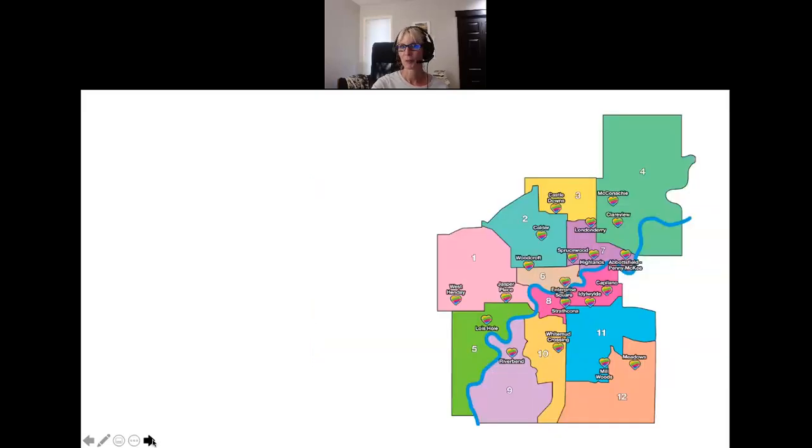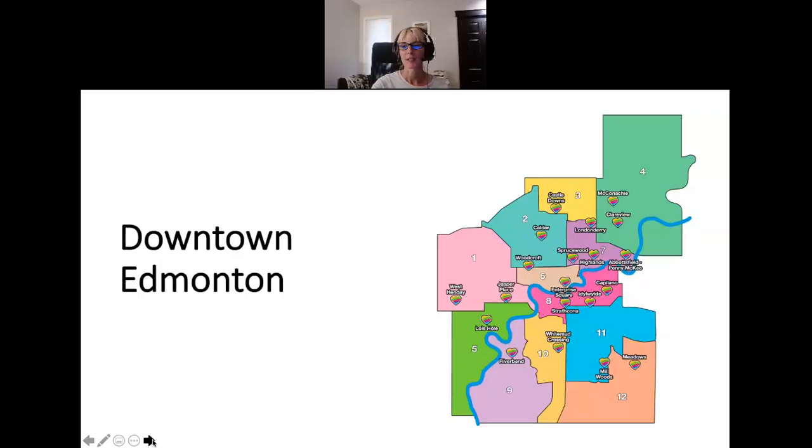Where do you live? Downtown Edmonton. I live downtown Edmonton. Or I live in downtown Edmonton. Both are good. I live downtown Edmonton is okay. I live in downtown Edmonton is probably a little more okay. It's better, but both are acceptable.